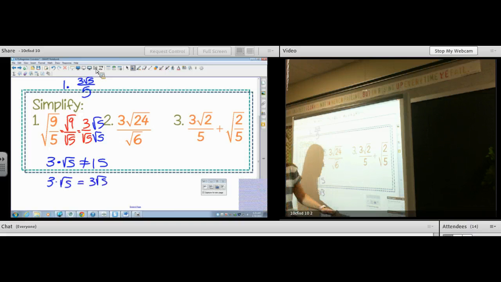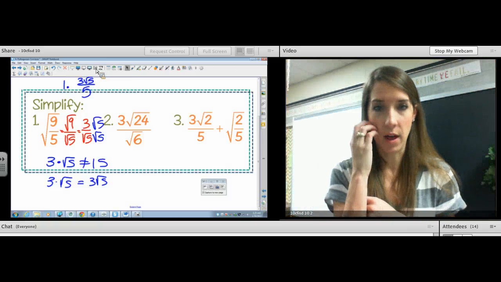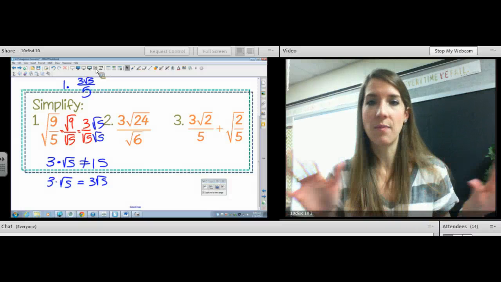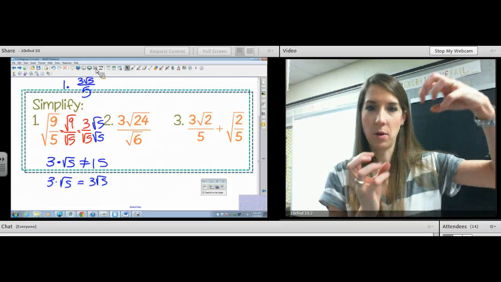Numbers cannot go into the radical and numbers cannot come out of the radical when you're multiplying. You multiply the numbers outside and you multiply the numbers inside and you keep them separate. Like oil and water. They separate themselves naturally.